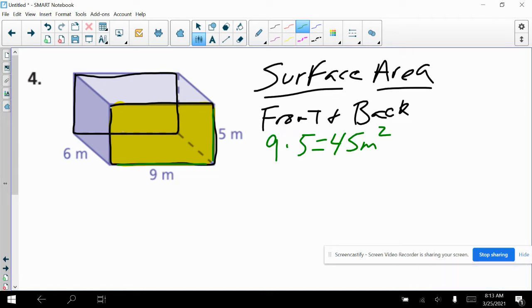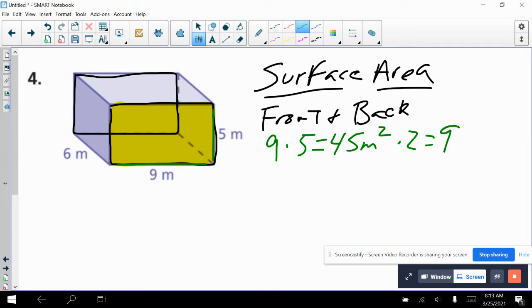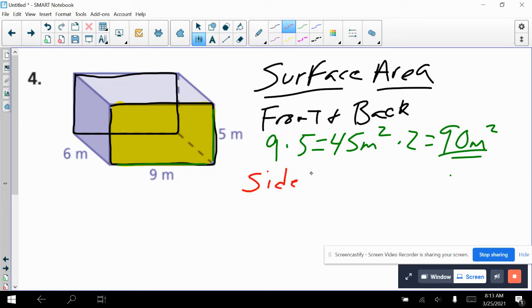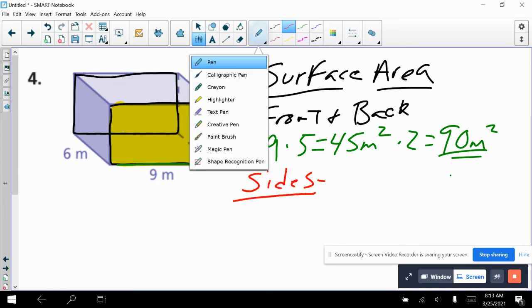You agree? Would you agree that the back is the same? So guess what we're going to do? We're going to multiply by 2 to get 90 meters squared. That is the front and the back of the object. Does that make sense? Because it's easy to get confused here. So let's try the sides.